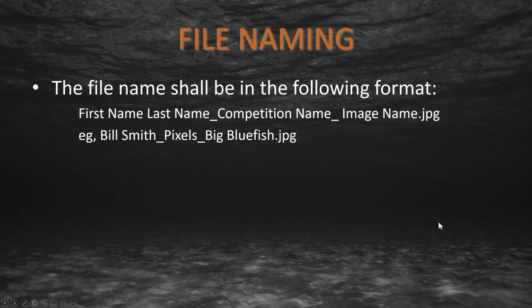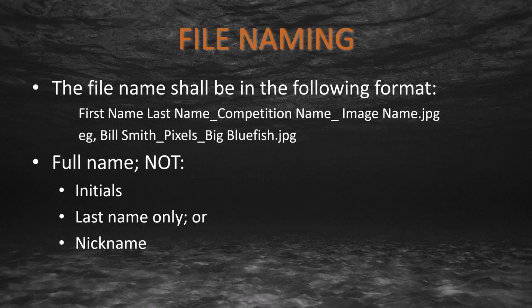File naming. The file name shall be in the following format: first name, last name, underscore, competition name, underscore, image name.jpg. For example, Bill Smith, pixels, bigfluefish.jpg. We want your full name, not your initials, not your last name only or your nickname. Only your full name is acceptable.